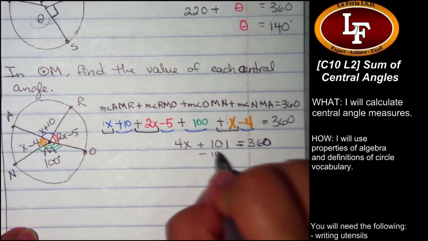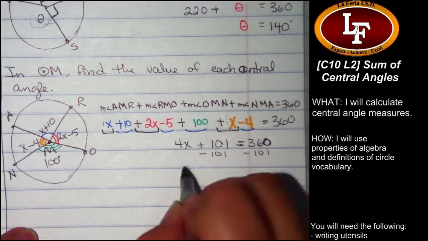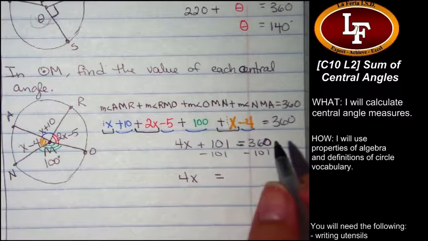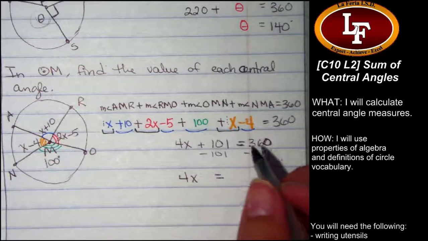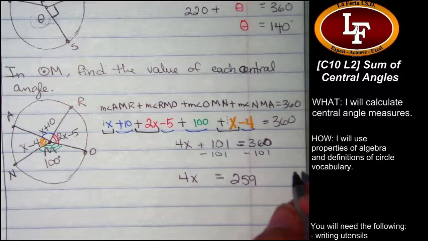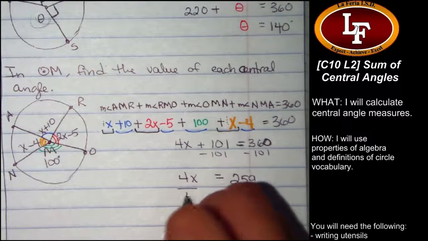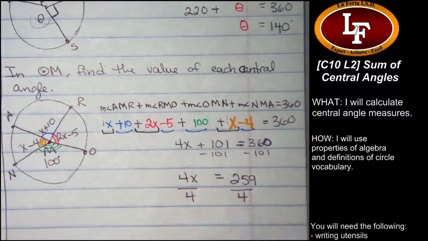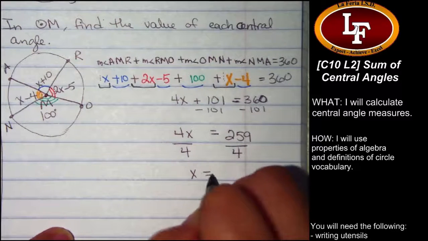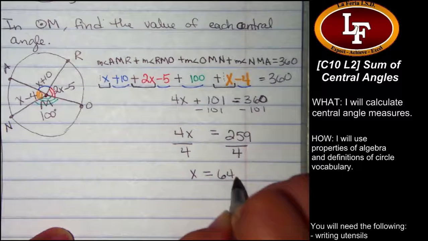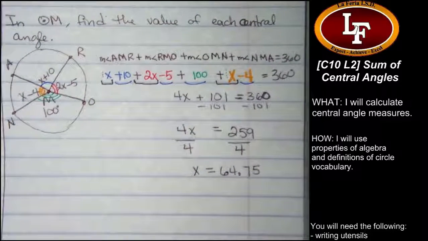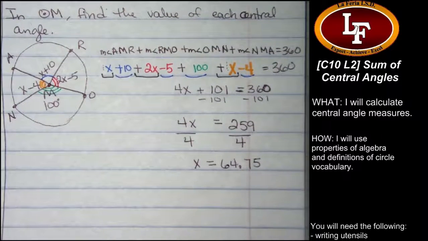I'm going to subtract 101 from both sides of my equation, giving me 4x equals, going to my 4-function calculator because I don't know that off the top, 259. I can take that then and divide both sides by 4 because I want the x all by itself. When I've divided both sides by 4, I find that the value of x equals 64.75. But that wasn't the question. That was the first step to finding the answer.